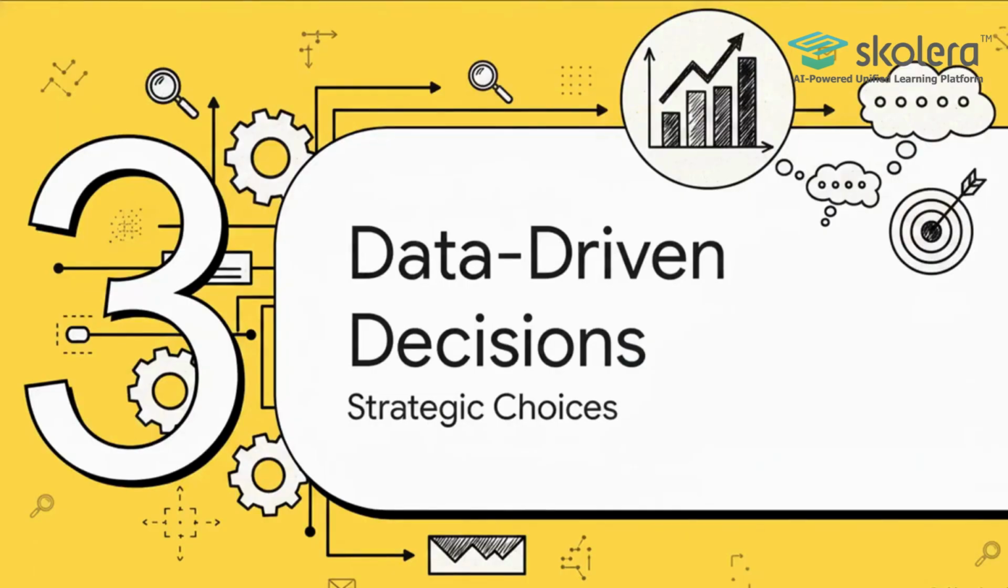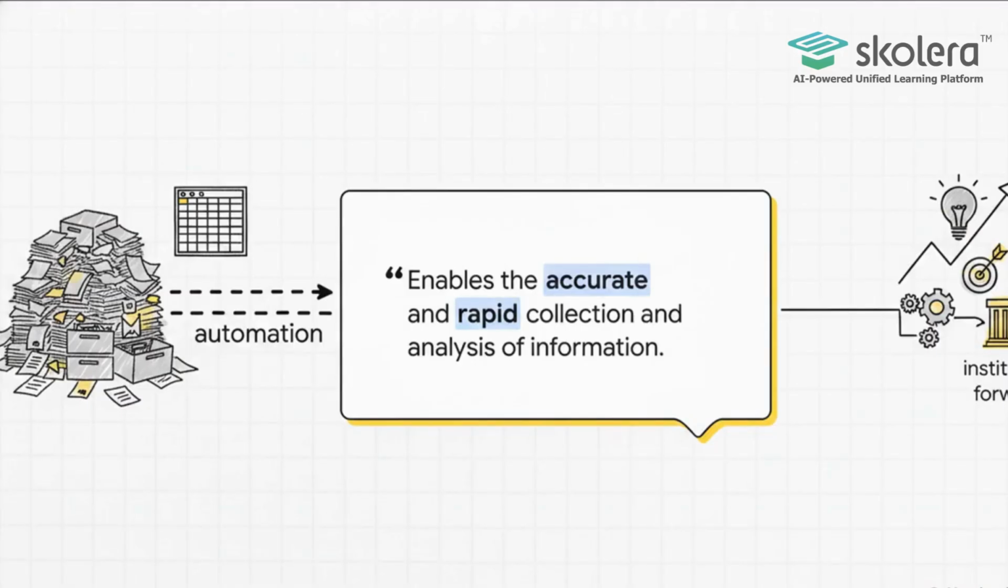Moving right along to Section 3, data-driven decision-making. There's a great quote that says, automation represents a significant shift in how data is managed because it enables the accurate and rapid collection and analysis of information. And that really hits the nail on the head. This is a vital transformation. We're moving from simply hoarding a mountain of data in dusty filing cabinets or isolated spreadsheets to actually using it to drive the institution forward. Automation gives you immediate, actionable analysis.